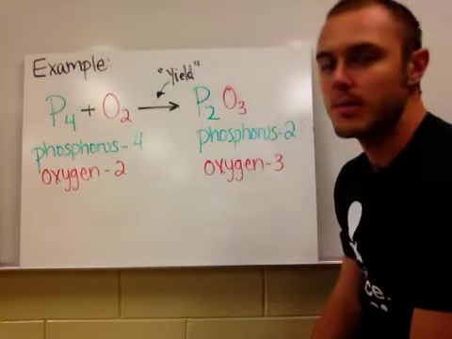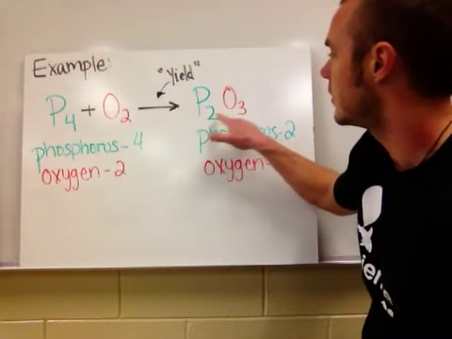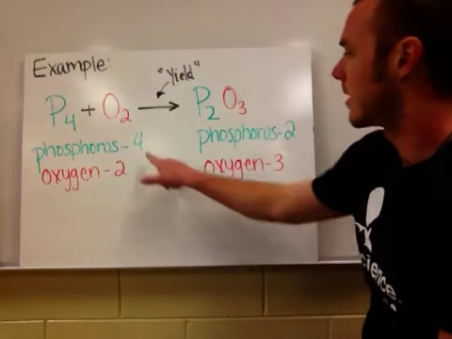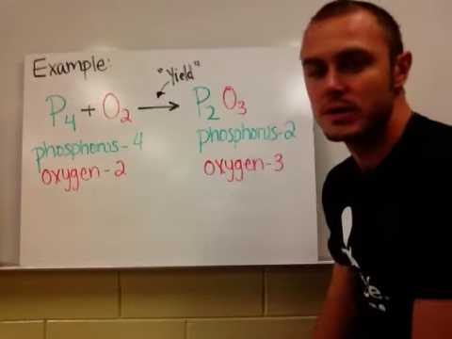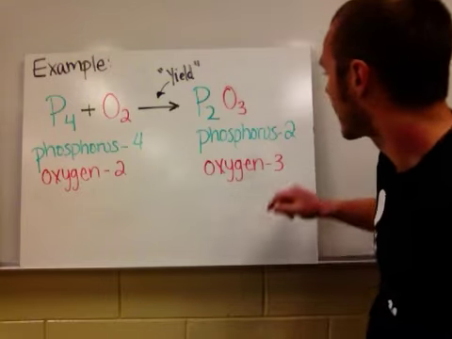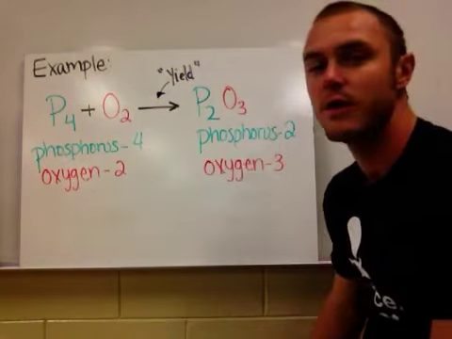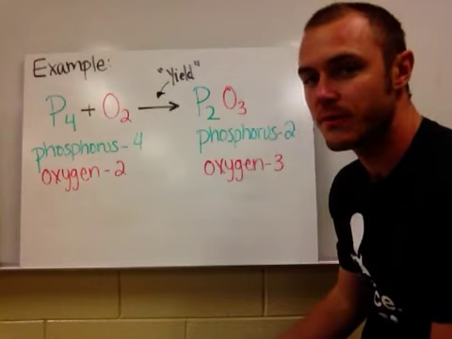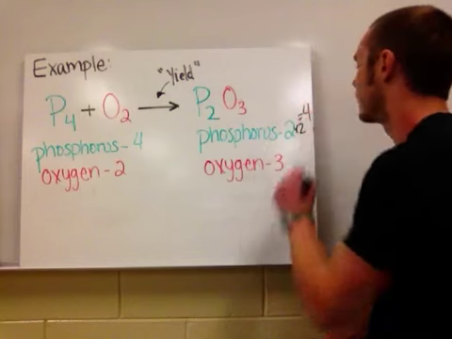So here's an example. P4 plus O2 yields P2O3. My phosphoruses don't match and my oxygens don't match. So nothing is equal. So I'm going to now add coefficients. Let's look at this one first. 4 and 2. So I need to think to myself, 2 times what will give me 4? 2 times 2 equals 4.